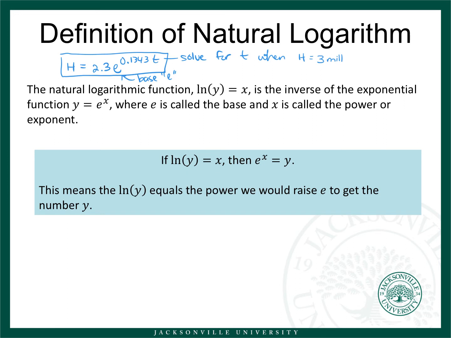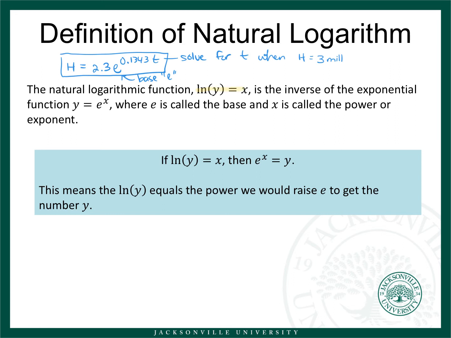So the natural logarithm is the inverse of an exponential function that is in base e. And the definition is very similar to the definition that we saw for common log. But for common log, we use log when we're in base 10, and we use natural log, which is ln, when you're in base e. So the definition says this.